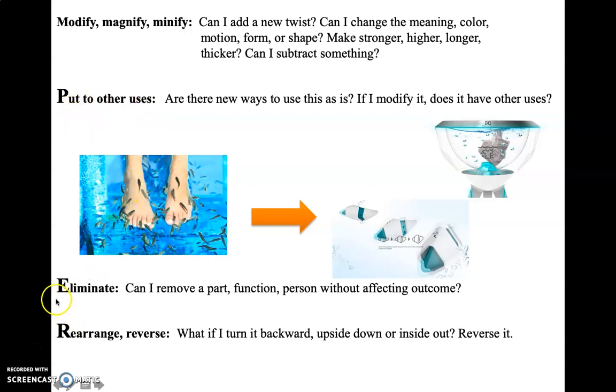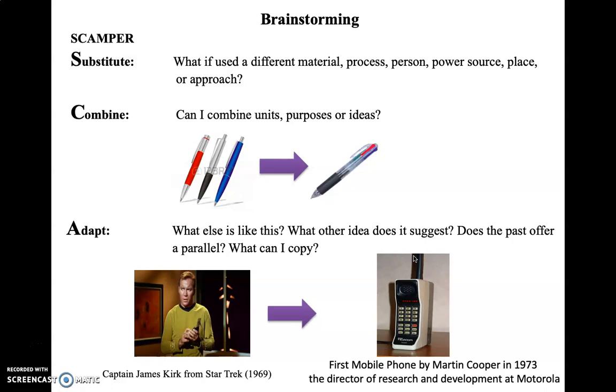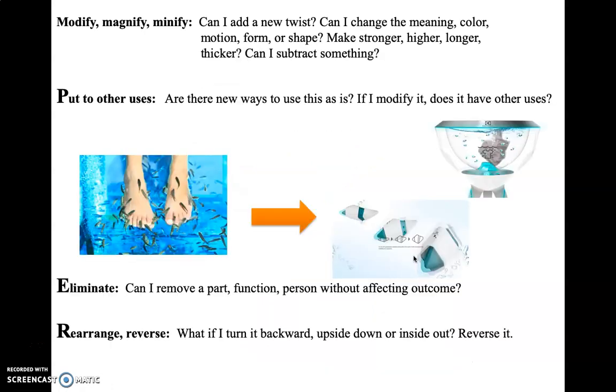Next, eliminate. You can remove a part, function or person without affecting the outcome. Or rearrange or reverse. What if I turn it backward, upside down or reverse it? You can rearrange the products in a sequential order. So this will help you develop some new ideas for a product. So this is your whole SCAMPER technique: substitute, combine, adapt, modify, magnify, minify, put to other uses, eliminate, rearrange and reverse.